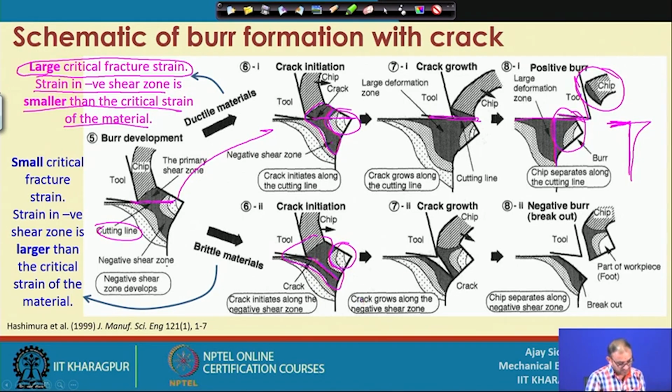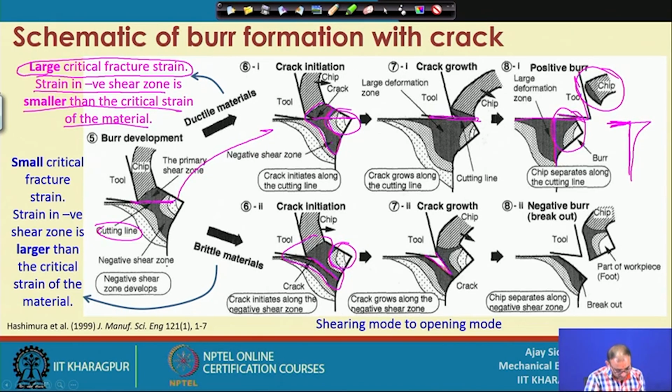So if you continue, now your tool has penetrated and the crack has propagated. That is what is happening in the brittle material. This is called crack propagation. The crack grows along the negative shear zone, so the shearing mode converts into the opening mode. So now that is opening.